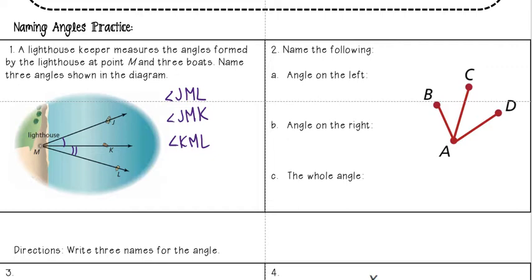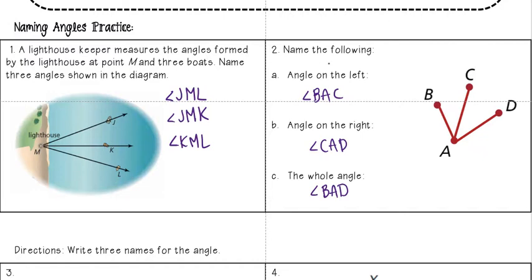So again, you notice that in all 3 of these, my vertex was in the middle, that M. And so here is a good example of I couldn't just call any of these just angle M. Because if I just said angle M, well, I wouldn't know if I was referring to that angle, to the angle on the right, or if I was referring to the whole angle. So that is why we can't just use that. I also could have switched around my letters. I could have put L first here and then J, so I could have called this LMJ or KMJ or LMK. It's okay if you switch that order. Okay, go ahead and practice this by trying that next one. So pause the video and try that next problem.